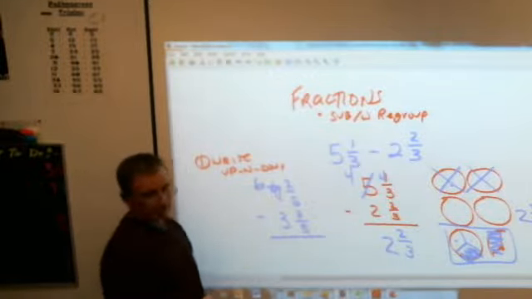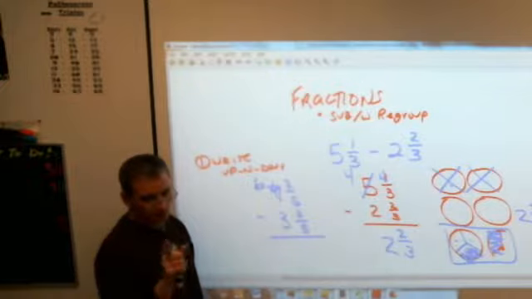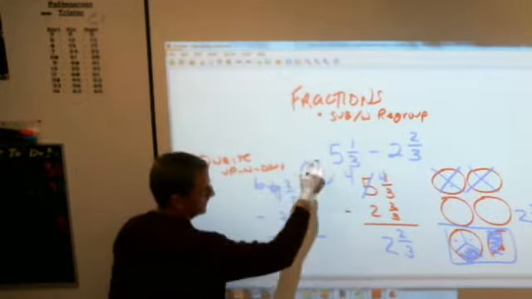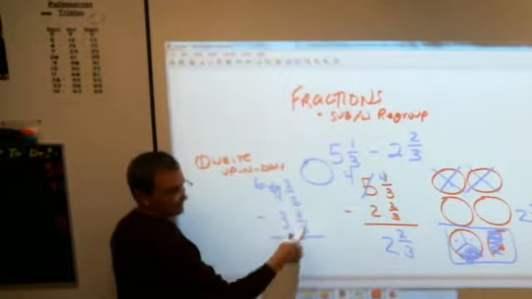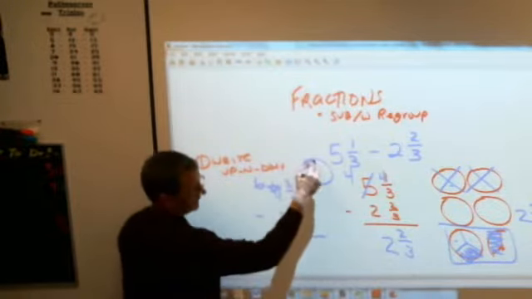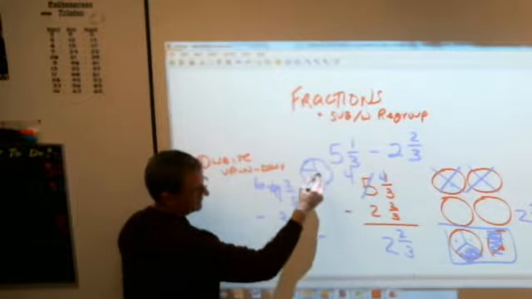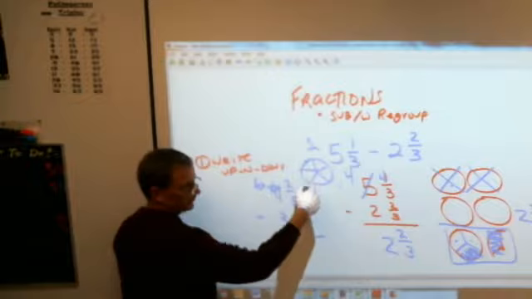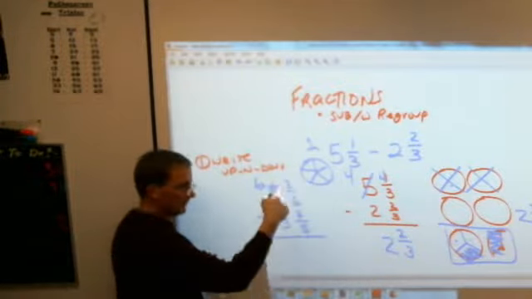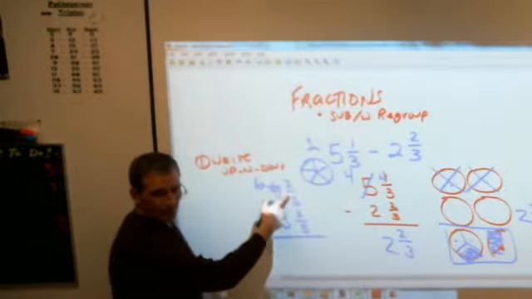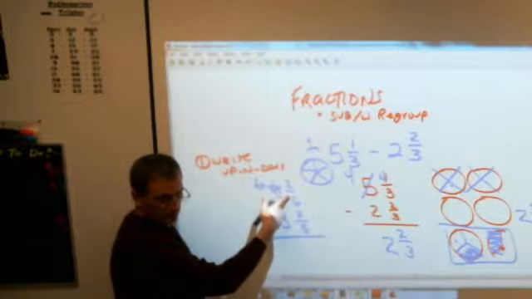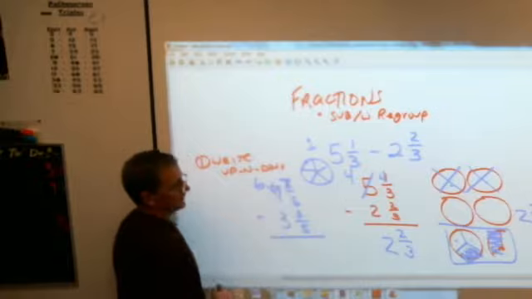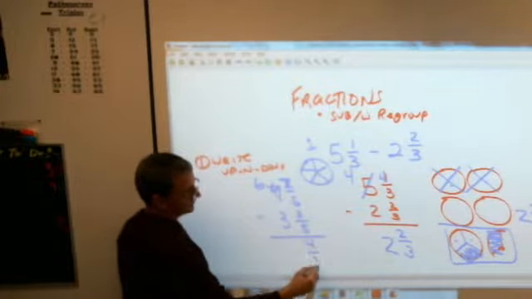It won't be 6/5. Now, remember what I did over here. I took one of the circles, and because I need fifths, I cut it into fifths. So my one circle stands for 5/5. So if I put the 5/5 with the 2/5, how many fifths do I have on top now? 7/5. And then I can do my subtraction and get 3 4/5.